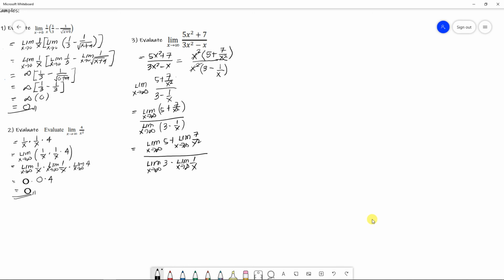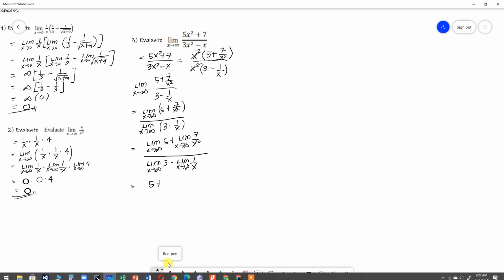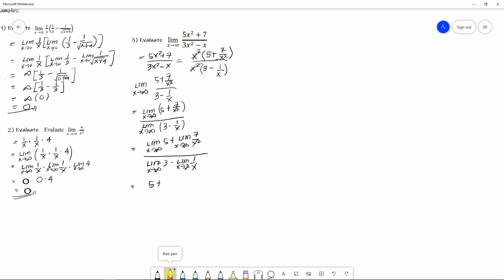Okay, and now we can evaluate now the limits. Limits of 5, which is a constant, so 5. Limits of 7 over x squared. Okay, this one, itong part na to, kasi wala namang infinity squared, we can make use of this now. 1 over x times 1 over x times 7.